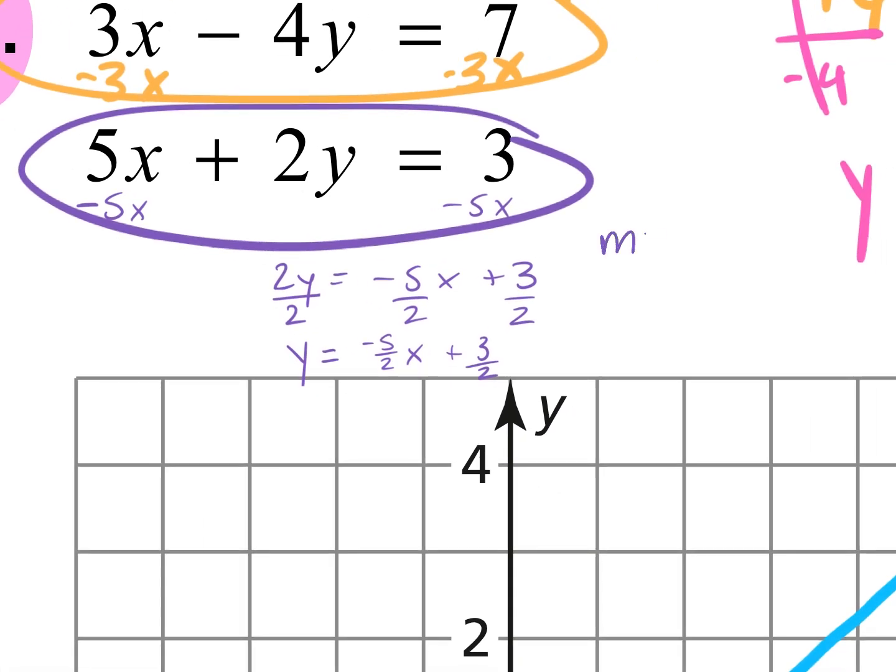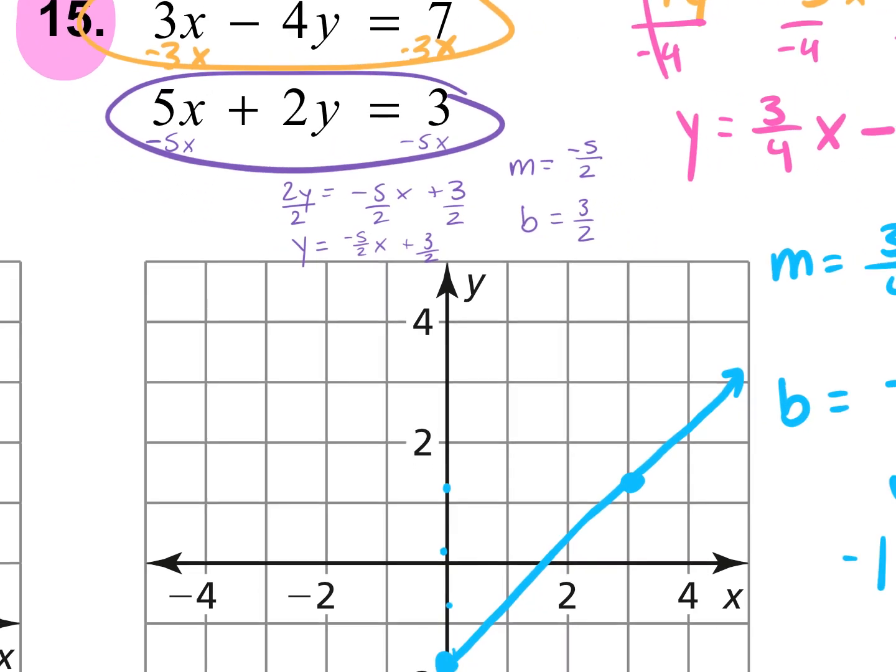What's my slope here? -5 over 2. And what's my b? 3 over 2. Makai, you have a question?